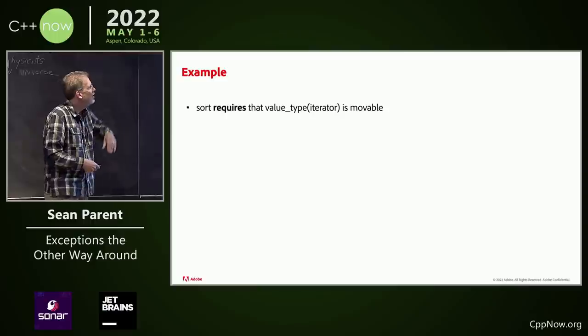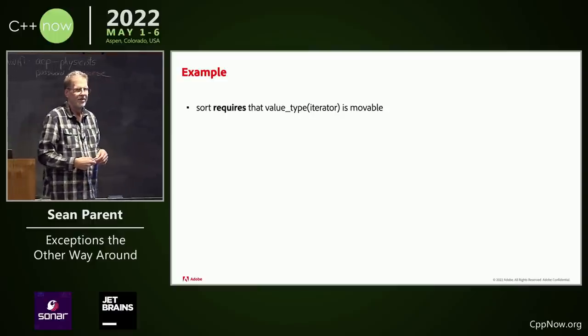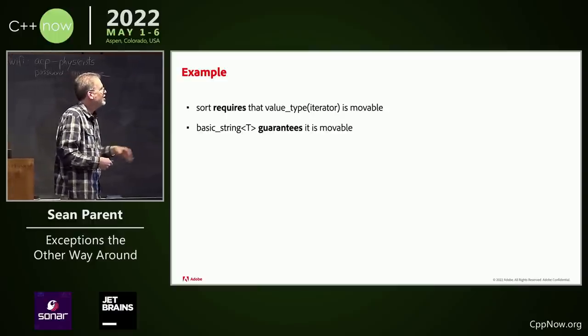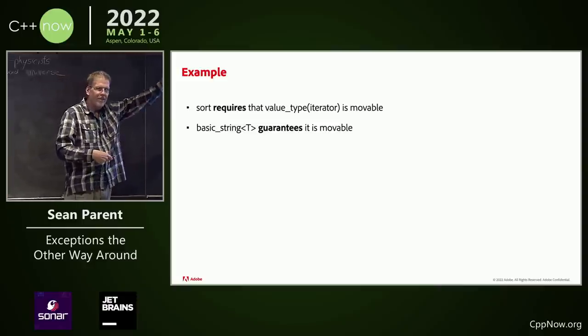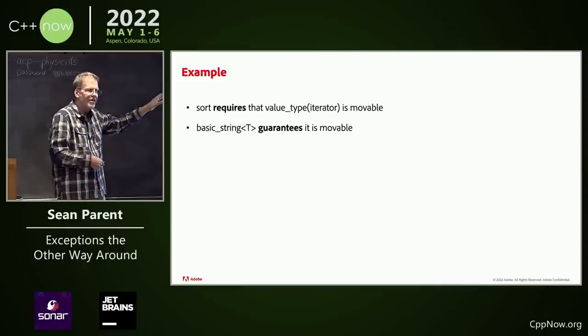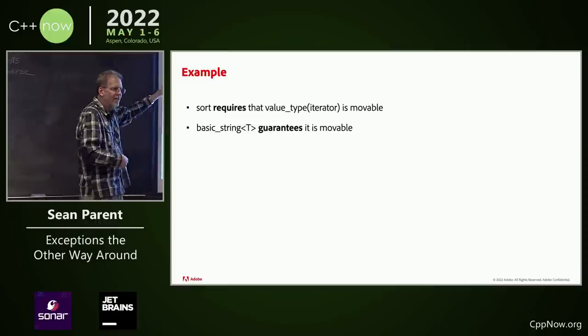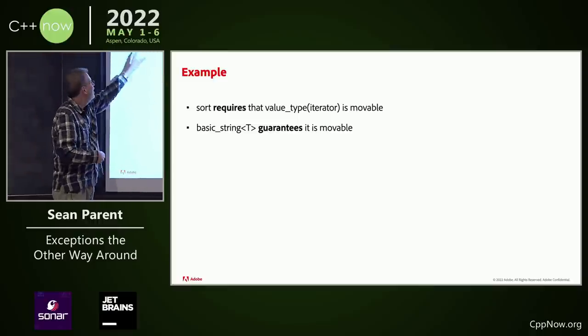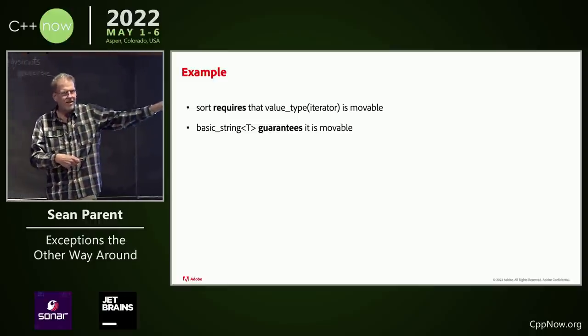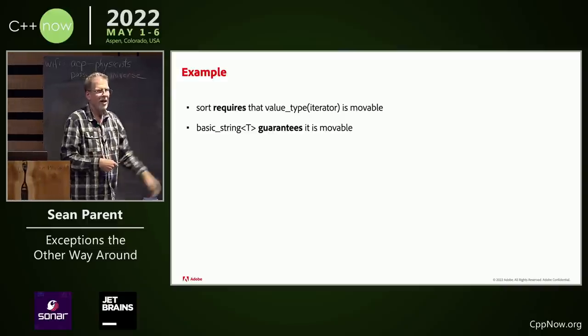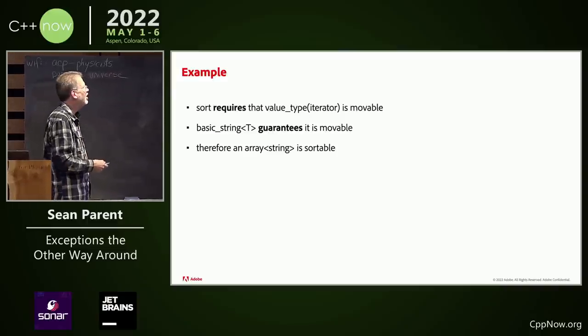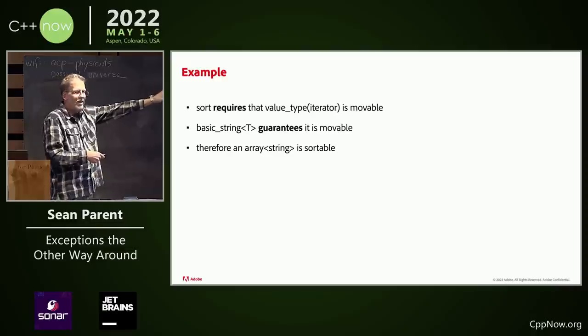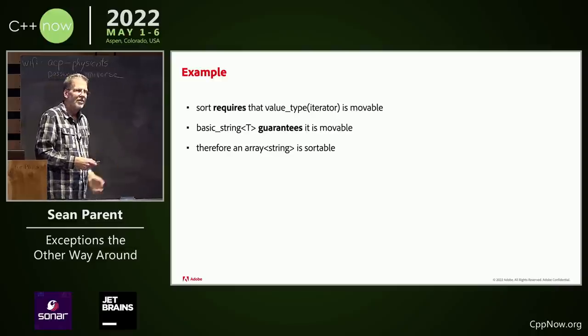So let's take a look. Sort requires that value type of iterator is movable. Okay. Basic string T guarantees it is movable, right? Which really means that for all operations, the post condition of string T is that it's still within the domain of a movable operation. Therefore, an array of strings is sortable.